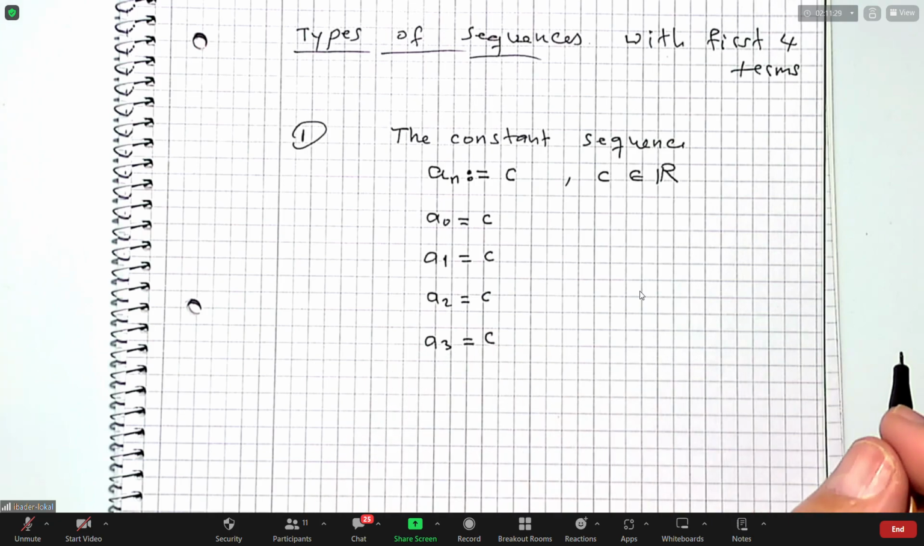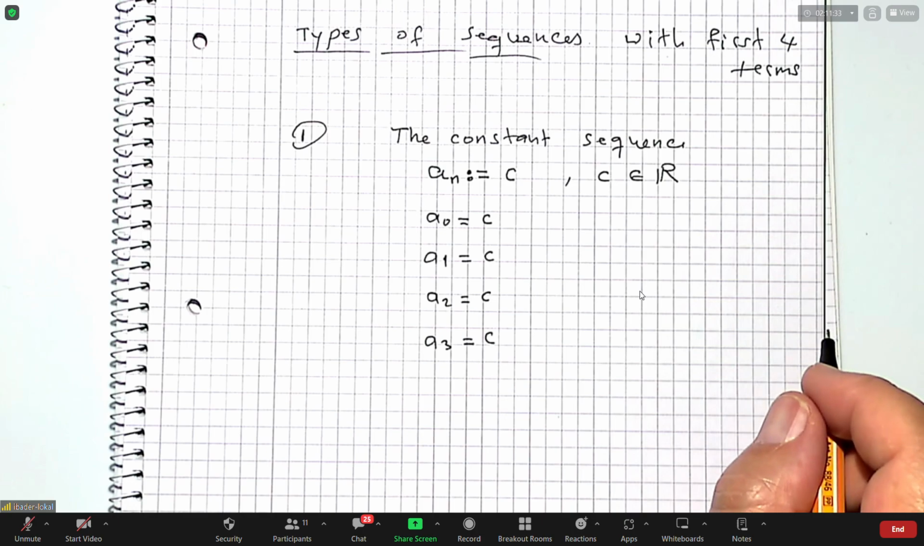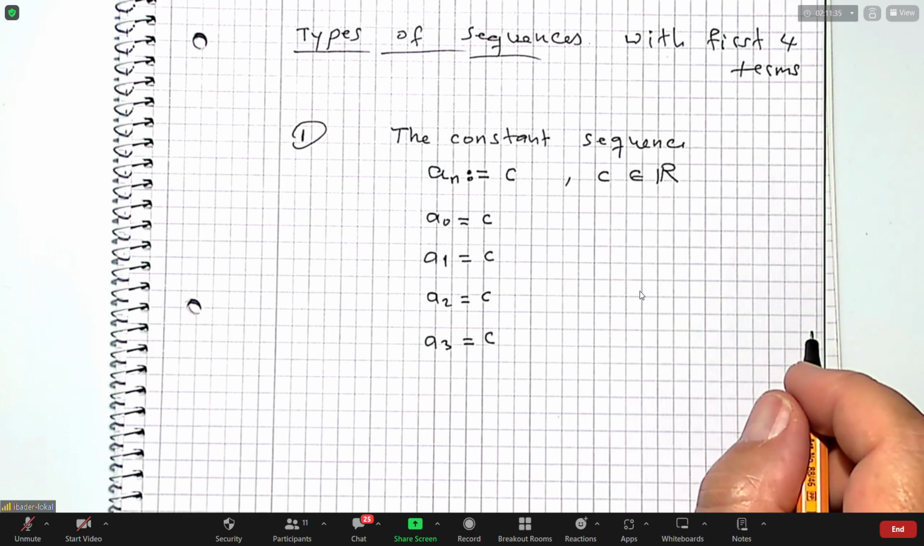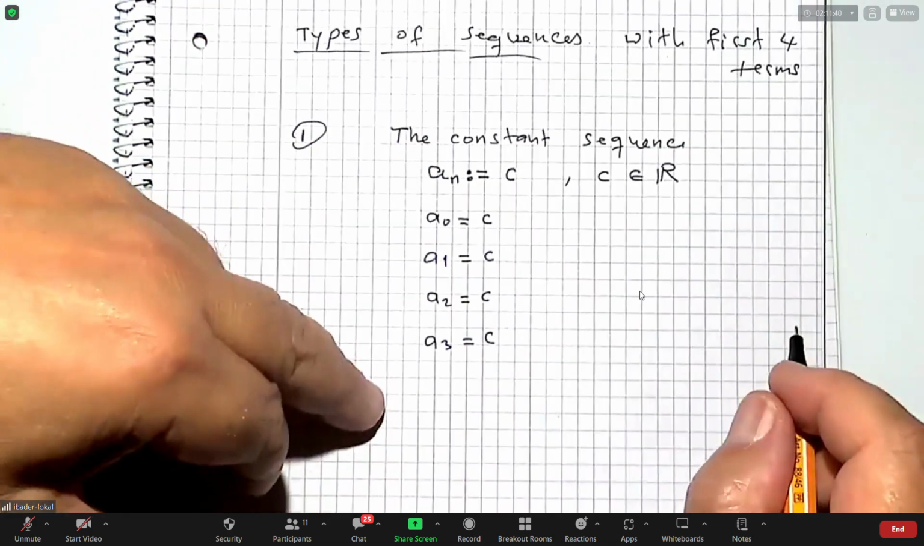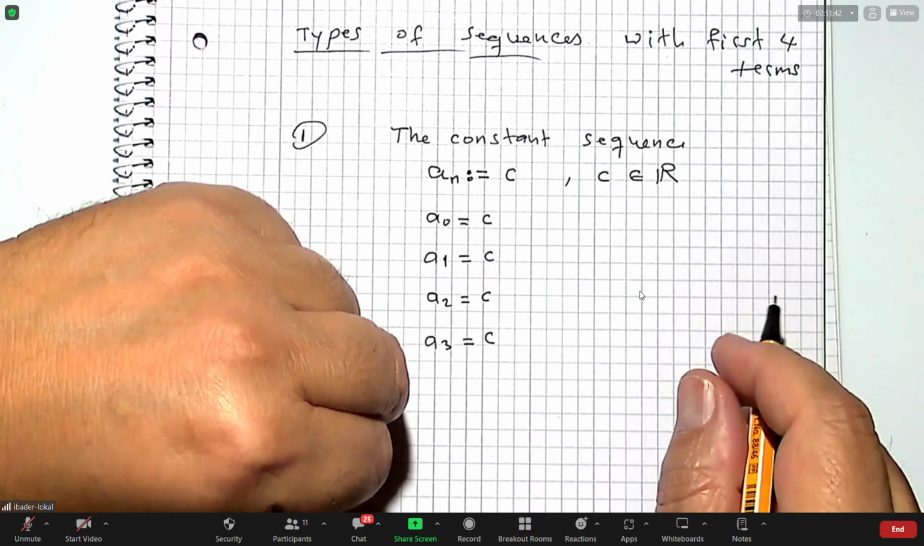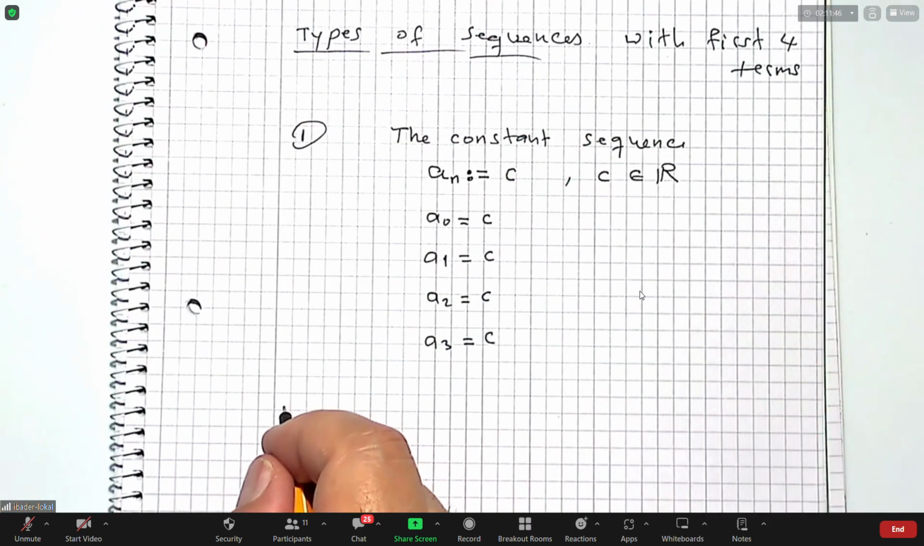Okay? So for instance, AN equals 3. I define it as a constant 3, so A1 is 3, A2 is 3, and so on. Now here, if I ask you what is A100, it is the constant. It's just like a constant sequence.